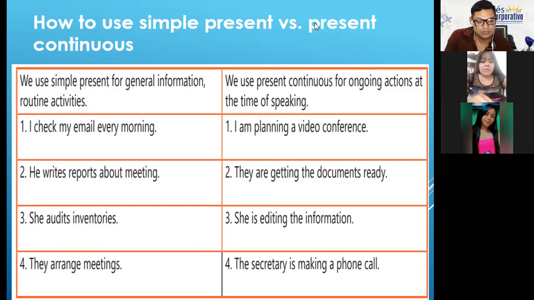Okay. One, I check my emails every morning. Two, he writes a report about the meeting. Three, she audits... No sé cómo se pronuncia, teacher. Inventories. Yes, audits inventories. Four, they arrange meetings. La palabra después de day, no sé cómo se pronuncia. Arrange. Range. Arrange. Ah, okay. They arrange meetings.